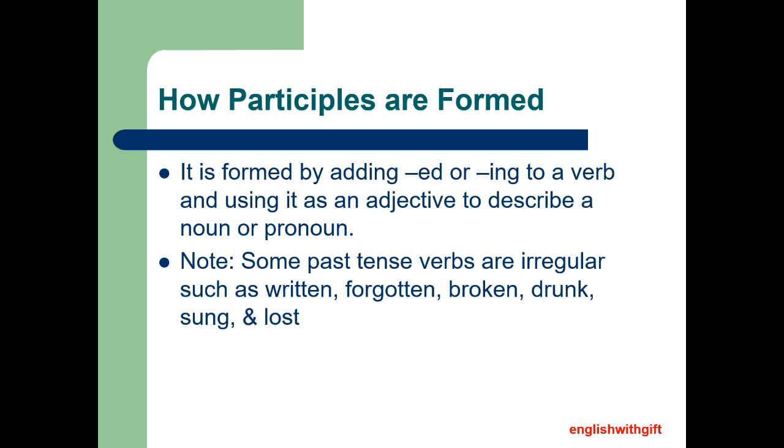Now let's look at how participles are formed. It is formed by adding ed or ing to a verb and using it as an adjective to describe a noun or pronoun. Note that some past tense verbs are irregular, such as written, forgotten, broken, drunk, sung, and lost. These are examples of irregular verbs and they can as well function as a participle.